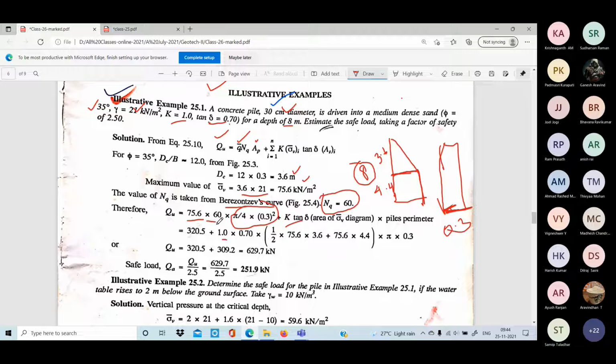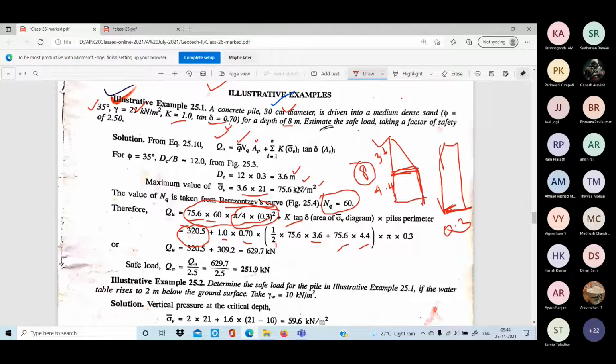Whatever is there, what we have done is we have made it to 320. Everything is 320 now, up to here, all this is 320. Then k value is 1. Tan delta value is 0.7. Then what we have to do is the area of the stress diagram. That means this stress diagram: half into base, which is 75, into height 3.6, plus this is rectangular, 75.6 multiplied by 4.4.